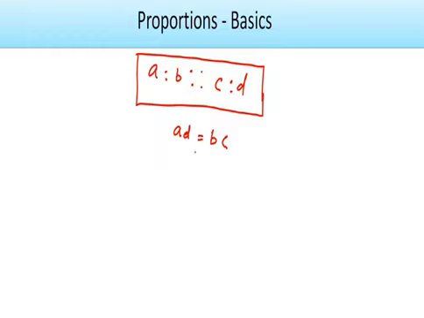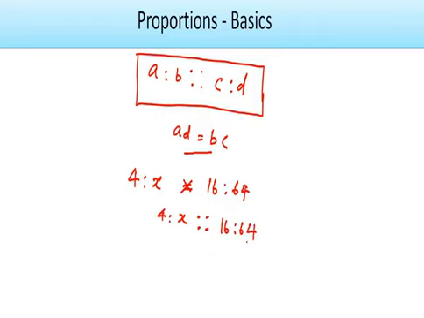In order to understand how this trick works, let's take a couple of ratios. 4:x is equivalent to 16:64. Okay. And I'm just going to assume that they are in proportion with each other. So instead of this symbol, we can just use 4:x::16:64. And what do we know about this? The product of the extremes is equivalent to the product of the means, right? So we can write it as 4 multiplied by 64 is equivalent to x multiplied by 16.